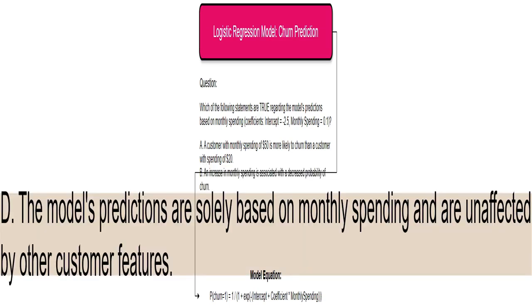This is the mathematical representation of the equation I just explained. P(churn = 1) means the probability that churn equals 1, which is the probability a customer will churn. The exp is the exponential function. The equation calculates a value based on the intercept and the coefficient of monthly spending. That value then gets plugged into the formula to generate the final probability.